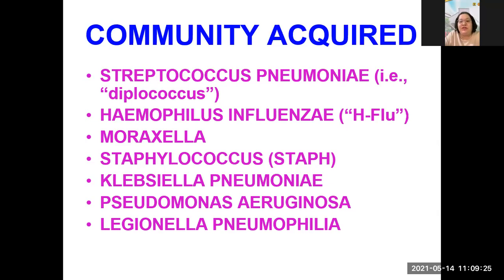Other microorganisms that can cause community-acquired pneumonia are H. flu, Moraxella, Staphylococcus or staph pneumonia, Klebsiella pneumonia, Pseudomonas aeruginosa, and Legionella pneumophila. Although Pseudomonas is commonly seen also in nosocomial pneumonia, let me point that out. Also, Klebsiella is commonly seen in hospital-acquired or nosocomial pneumonias.